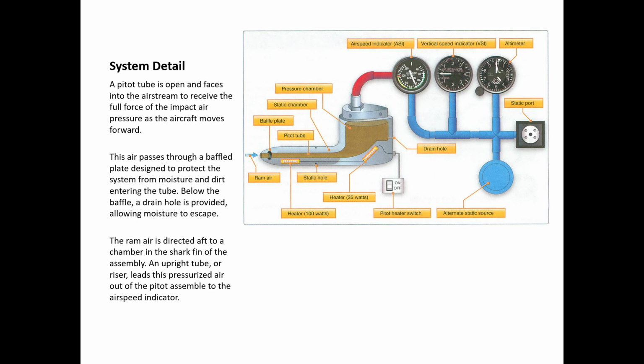The ram air is directed aft to a chamber in the shark fin of the assembly. An upright tube or riser leads this pressurized air out of the pitot assembly to the airspeed indicator. And the red would be the riser tube, taking it directly to the airspeed indicator, which shares the information with the other two, the vertical speed indicator, VSI, and the altimeter.